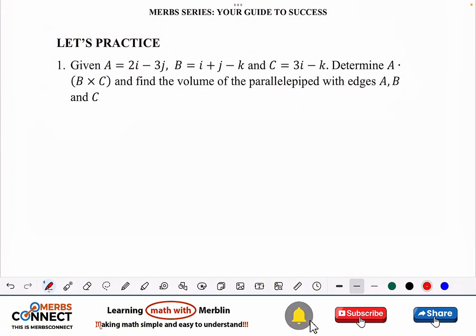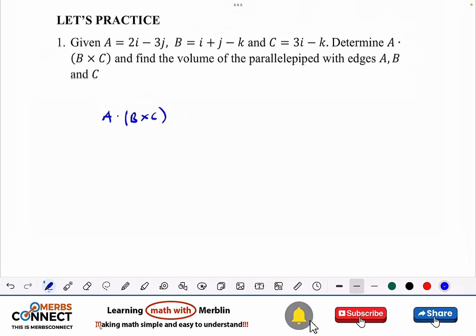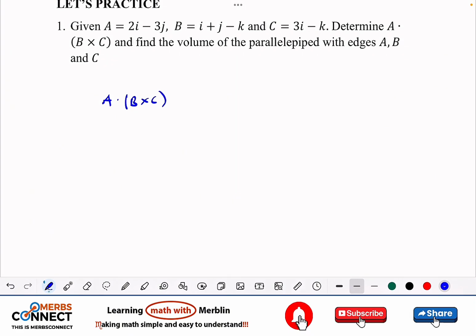Right. So what is the question? We need A dot B cross C. This is what we need basically, right? So we know that A is equal to 2I minus 3J. We don't have K, so this is plus 0K. And B is equal to 3I. We don't have J, so plus 0J minus K.